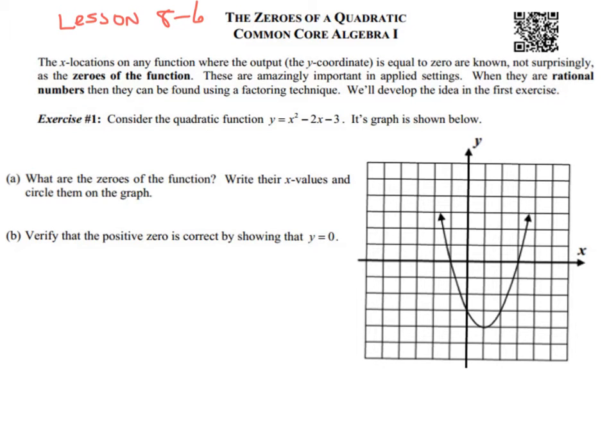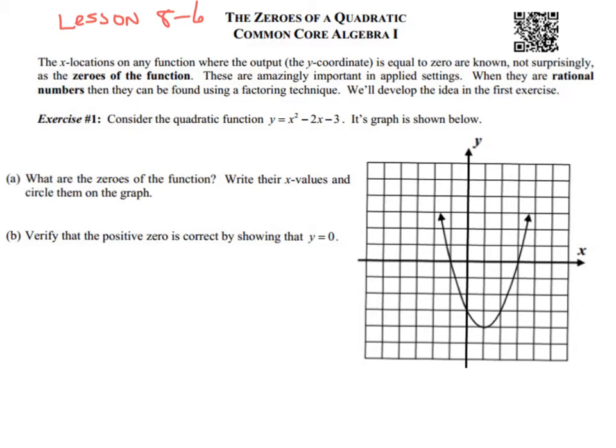Alright, welcome to lesson 8-6, the zeros of the quadratic. We've already talked about the zeros as well as the name roots. So we're going to do the zeros of the function, and we're going to learn how to do it not only by graphing like we've been doing before, but factoring as well. So factoring is coming back into play today.